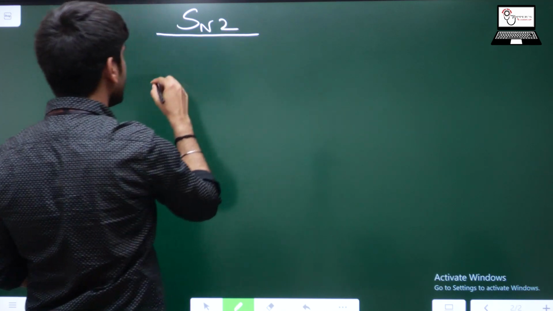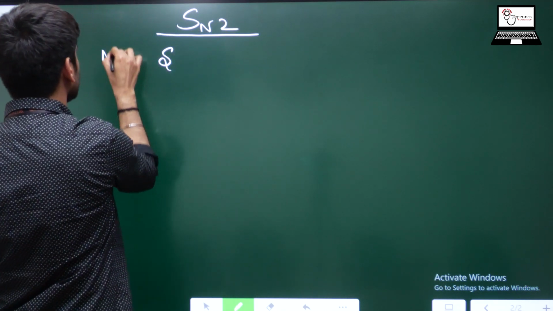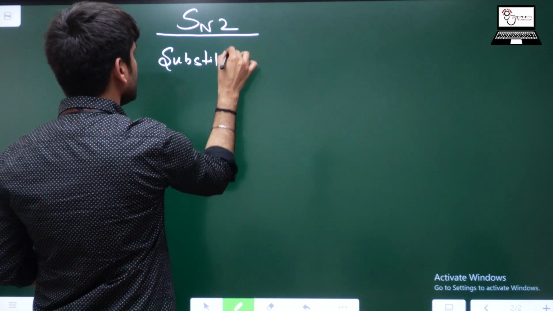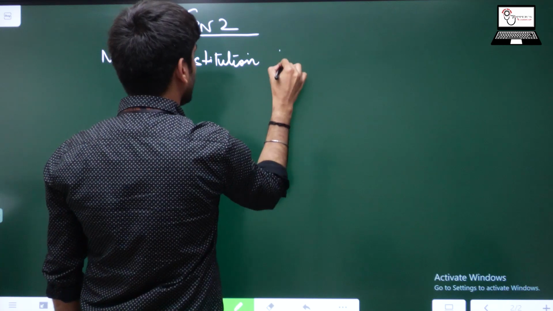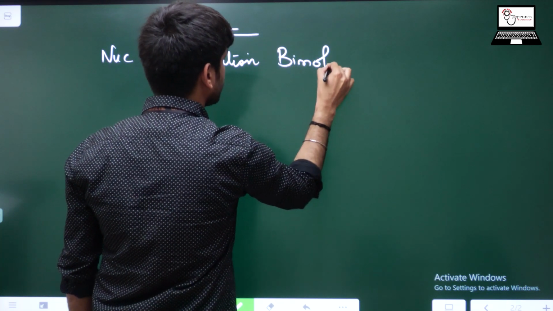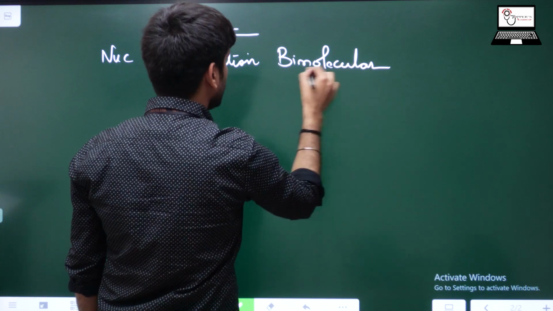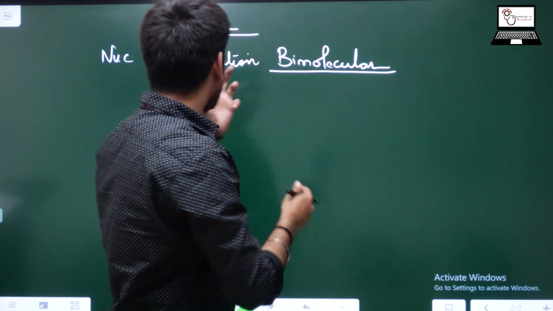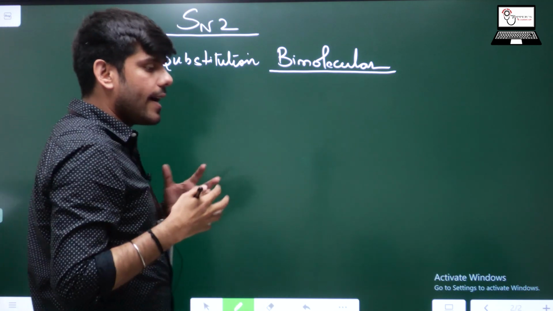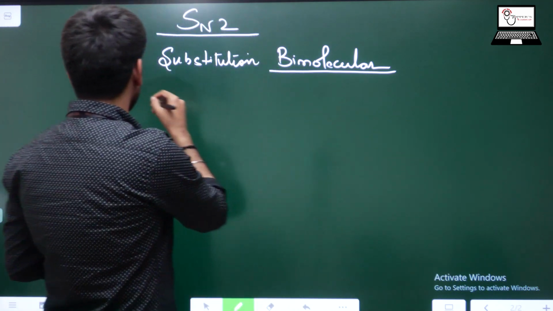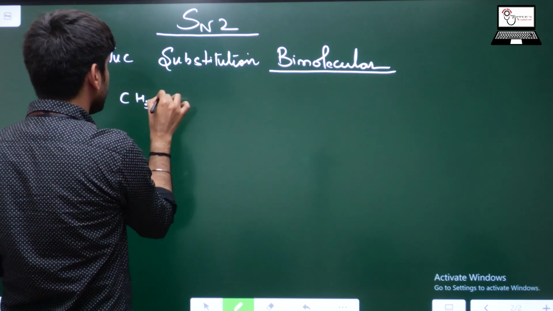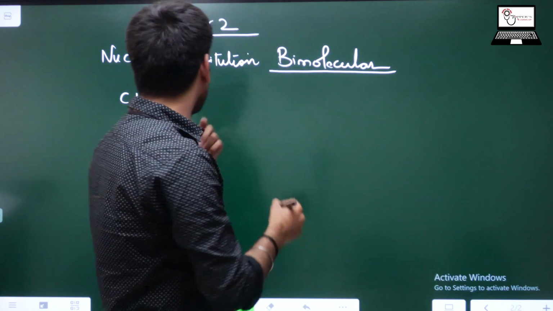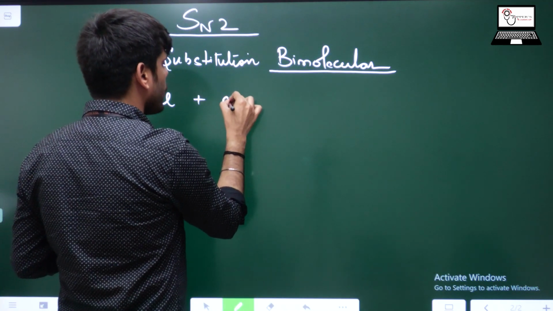Now SN2, as the name suggests, is nucleophilic substitution bimolecular. What do we mean by bimolecular? It means that if I start with a substrate molecule, suppose I have methyl chloride, and I am talking about the hydrolysis of this methyl chloride in the presence of, say, aqueous KOH.